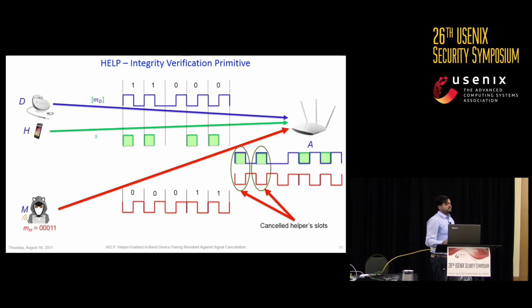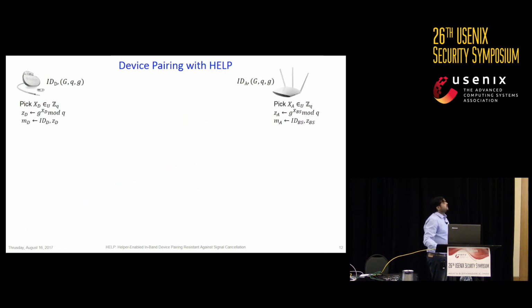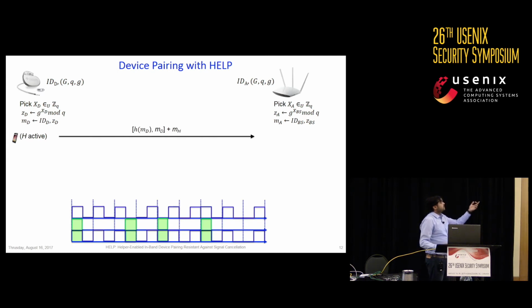So now when the adversary Mallory is trying to inject its own signal, it will unknowingly cancel out the slots on which the helper injected signals, and the hub, as it is expecting on-slots on those particular slots, will know that a cancellation attack has taken place, and it will not accept the message from Mallory.